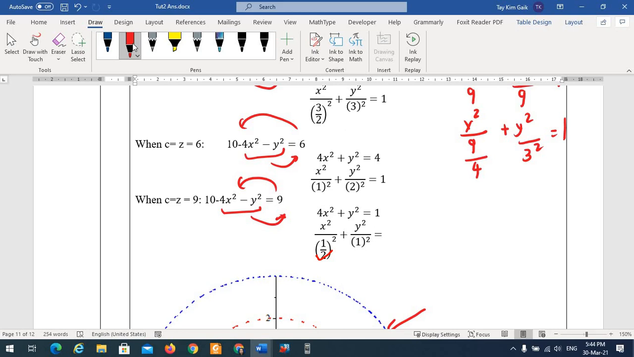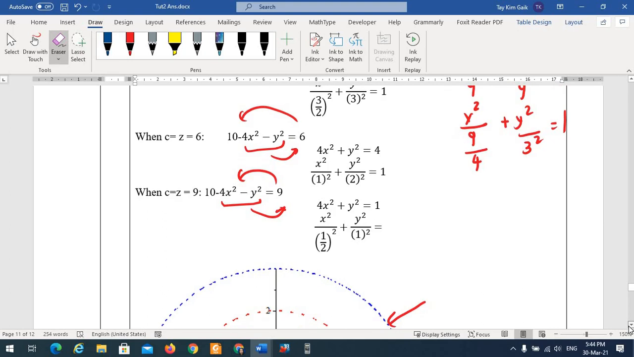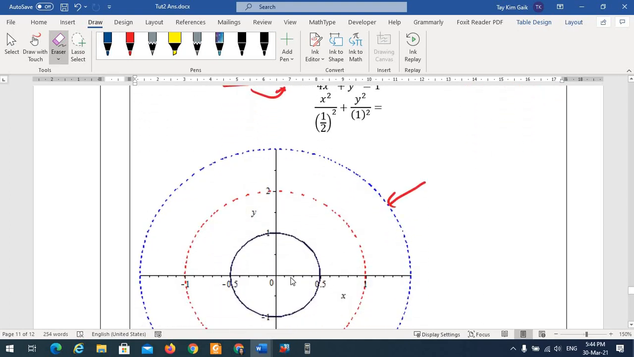So when you have 4x squared plus y squared, the 4 brought down becomes 1 over 4, or 1 over half squared. So y squared over 1, or 1 squared. So the x-intercept is half. The x-intercept is positive negative half, the y-intercept positive negative 1. So that's why when the z increases, your ellipse becomes smaller.